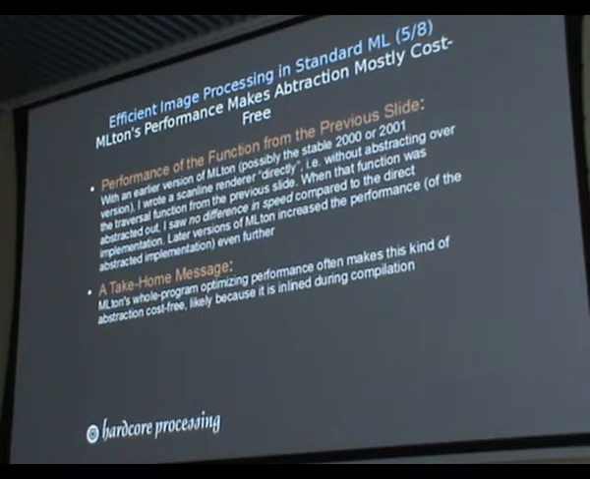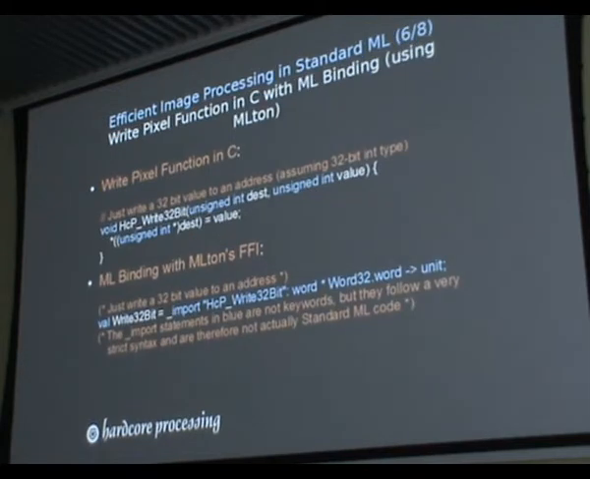I'm still using the abstraction, of course. So Milton's performance, I think it's really good here. Now the write pixel functions. This is first a simple function, just writing a 32-bit value to the frame buffer, written in C, exported to Standard ML by Milton's foreign function interface. Yeah, it's just a simple way.